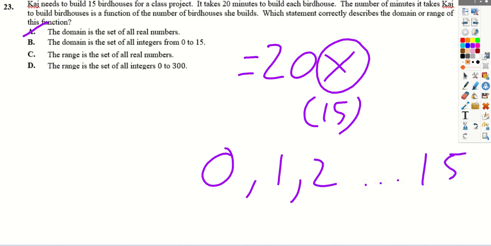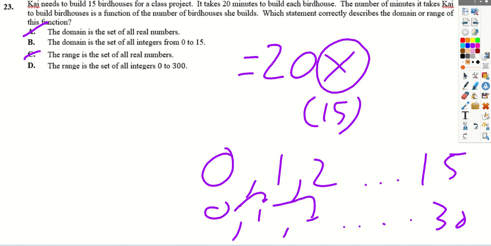That makes sense. The range is all real numbers. So that means I could have negative time. So that doesn't make sense. And the range is integers 0, 1, all the way up to 300, which means that when building the birdhouse, we skip from 0 to 1, 1 to 2, and there's no seconds in between. So that doesn't make sense. That can't be true.